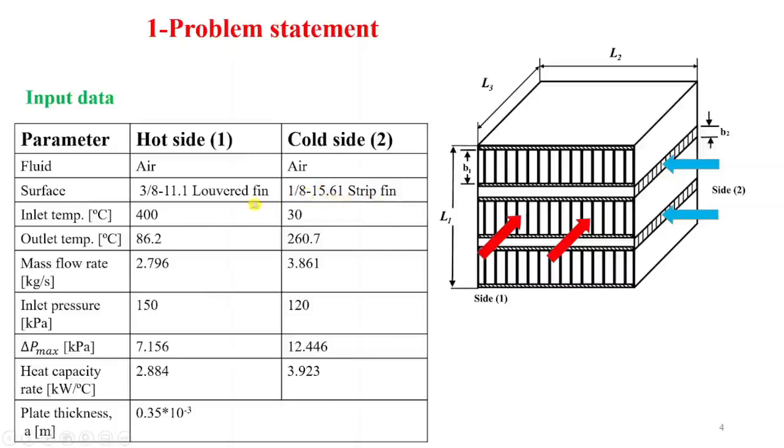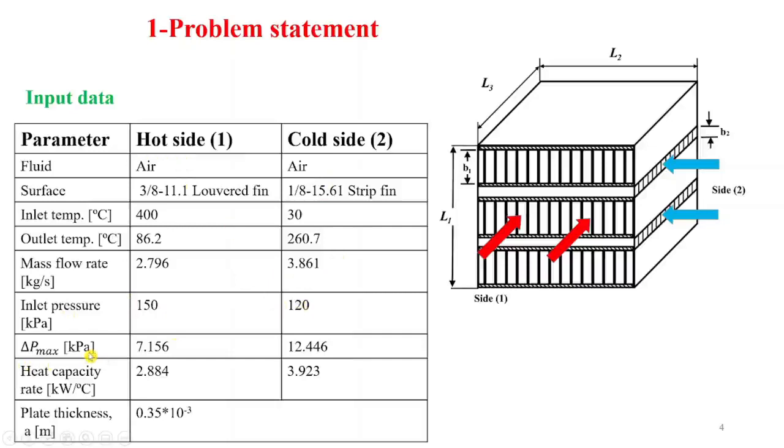1/8-15.61. The inlet temperature for the hot side is 400, and for the cold side is 330 degrees C. The outlet temperature for the hot side is 86.2, and the outlet temperature for the cold side is 260.7 degrees C. The mass flow rate is 2.796 for the hot fluid, and the mass flow rate for the cold fluid is 3.861. The inlet pressure is 150 for the hot side and 120 for the cold side.